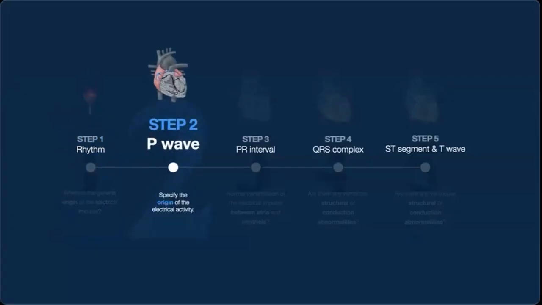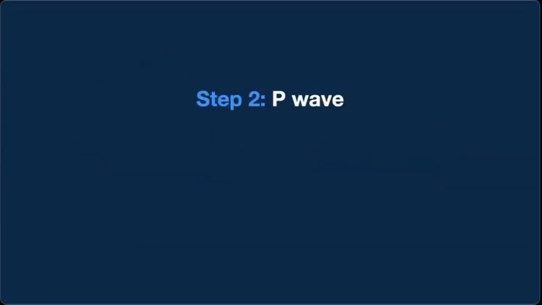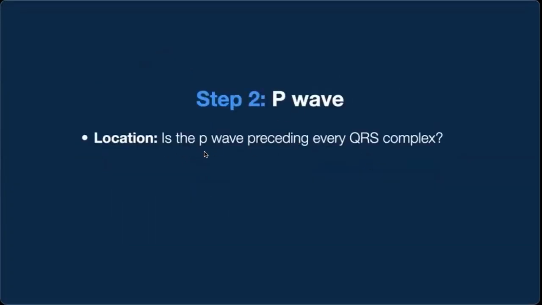We look at the P wave to help us further specify the origin of our supraventricular rhythm, because for now we can just say it's coming from above the ventricles. That's it. And looking at the P wave also helps us spot any abnormalities of the atria, which I won't cover now in this step because we looked at that when we spoke about the different morphologies that one can find when looking at the P wave. When looking at the P wave, you comment on also 3 things. The first is the location. Is there a P wave preceding every complex?